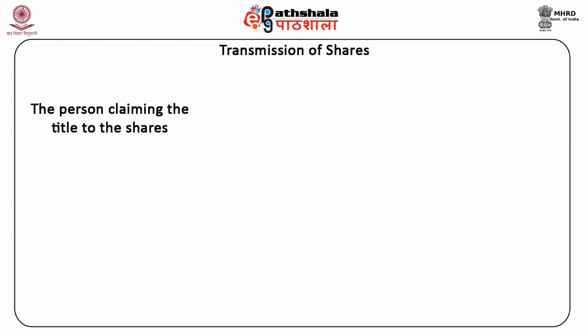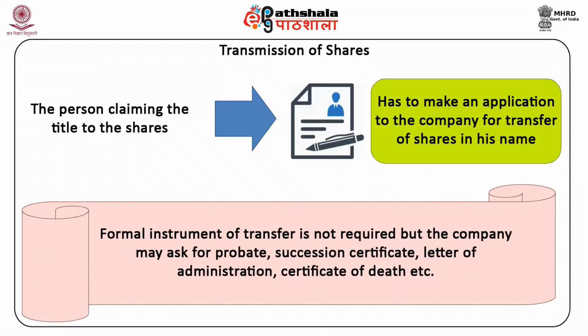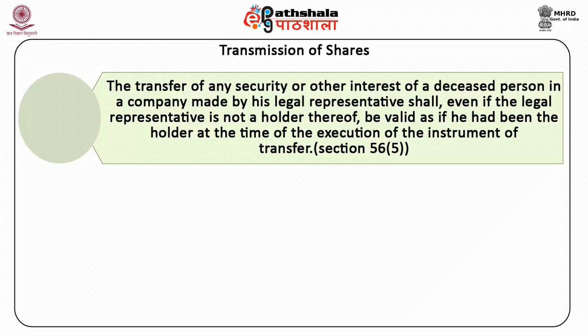The person claiming the title to the shares has to make an application to the company for transfer of shares in his name. Formal instrument of transfer is not required, but the company may ask for probate, succession certificate, letter of administration, certificate of death, etc. The transfer of any security or other interest of a deceased person in a company made by his legal representative shall, even if the legal representative is not a holder thereof, be valid if he had been the holder at the time of the execution of the instrument of transfer.